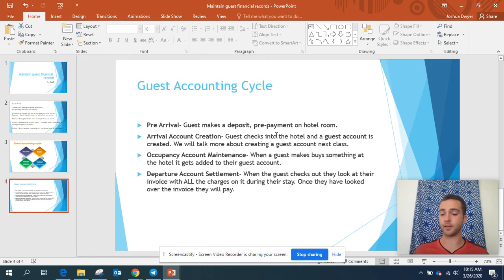So once the guest has stayed at the hotel, say they stayed one week, the guest will check out and they will see all the charges that they paid for during that one week stay. So all the restaurants, all the drinks, all the spas, right? Any charge they made in the hotel will be on the invoice, if you remember invoice from our last class. And the guest will look over the invoice and make sure it looks correct.